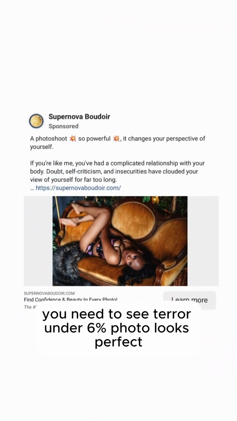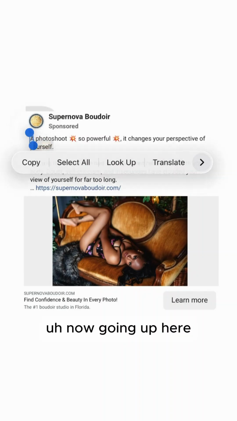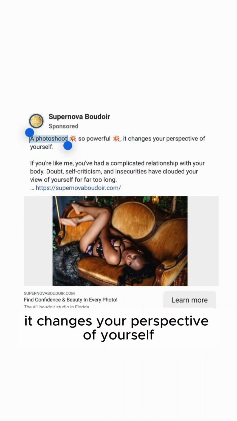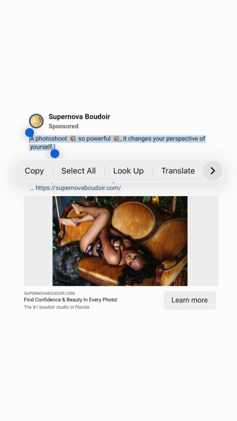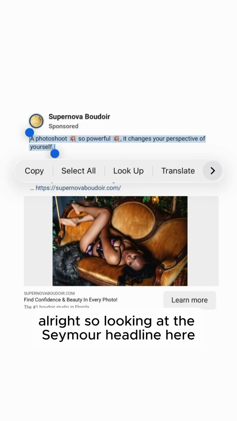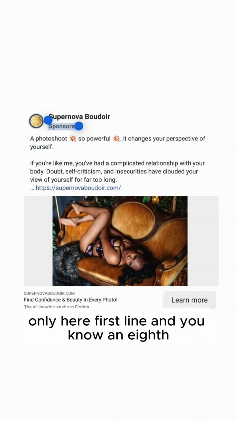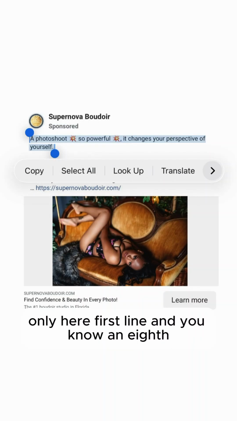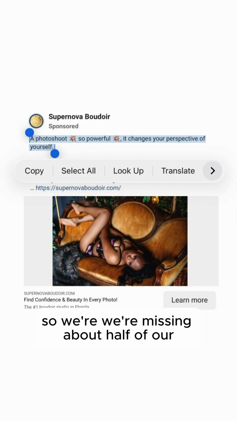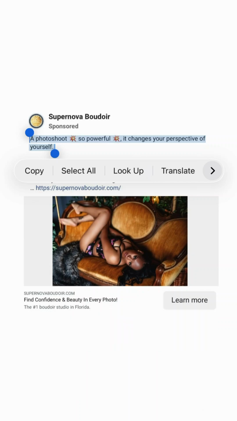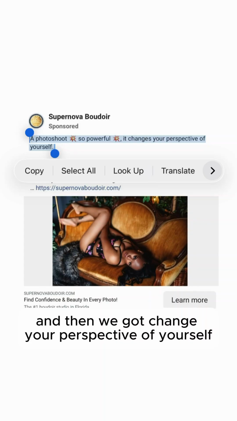Photo looks perfect. Now, going up here. "A photo shoot's so powerful, it changes your perspective of yourself." All right, so looking at the See More headline here, first 2 3/4 lines, Facebook mobile news feed, which is only here, first line and an eighth. So we're only using like 40% of our space here. So we got "photo shoot," and then we got "change your perspective of yourself."